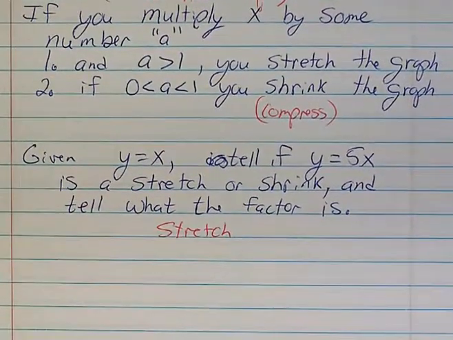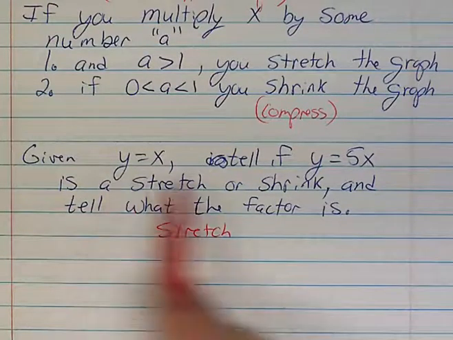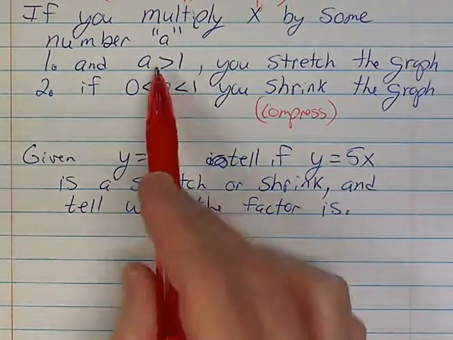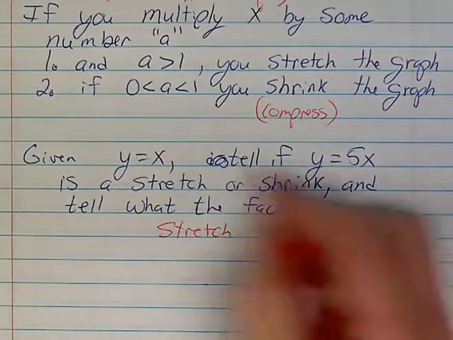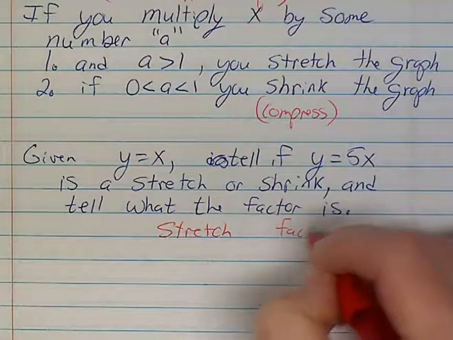And most people like to see, I just look at it. Yeah, this is one where you just look at it. They're going to give you some equation, they're going to change it, and ask if that number is bigger than 1, which is a stretch. If it's less than 1, it's a shrink or compression. And they ask what's the factor. Well, we multiplied by 5, so the factor would just be 5.